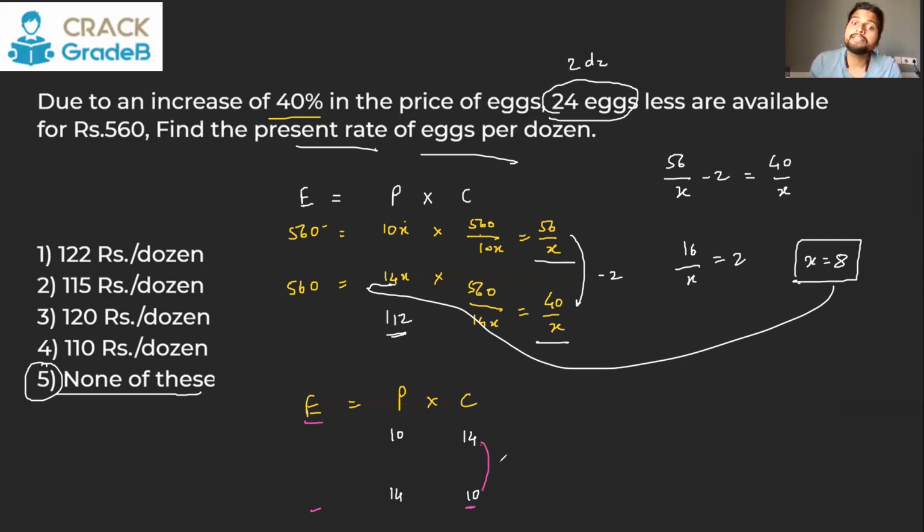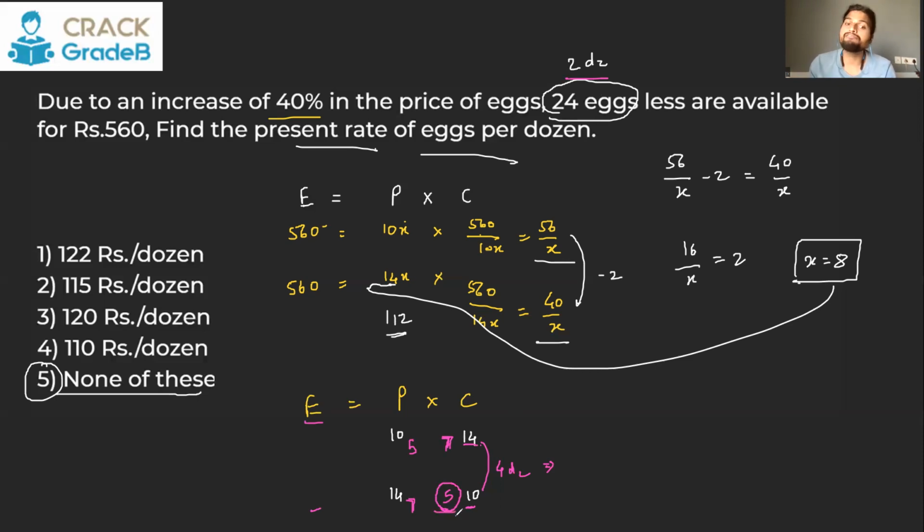What is the difference here? The difference is only 4 dozen. But actual difference is only 2 dozen. That means the scale is going to get half. So it is not 14, 10. It is rather 7 and 5. That means the price scale is also 5 and 7. So earlier if price was 5, now the price is 7. Earlier if you could buy 7 dozen, now you can buy only 5 dozen.